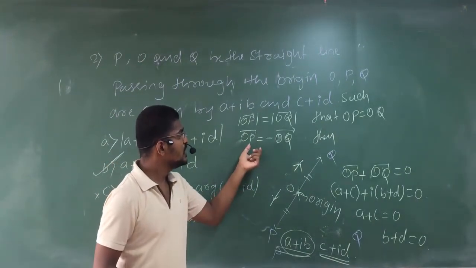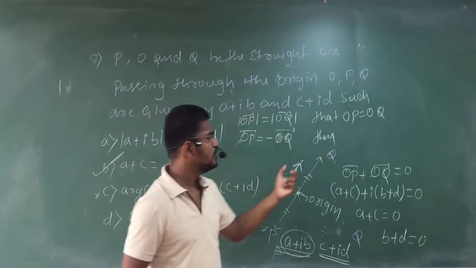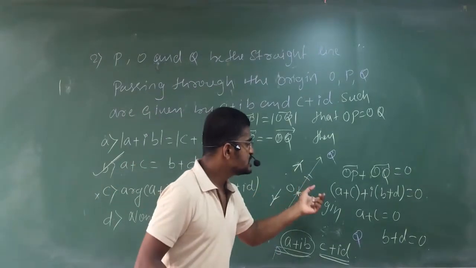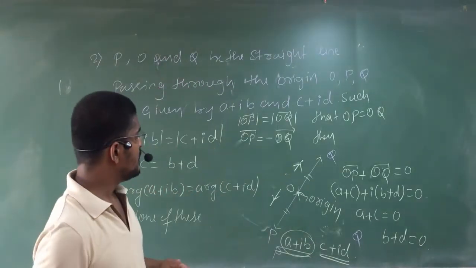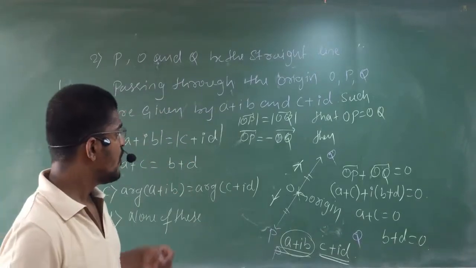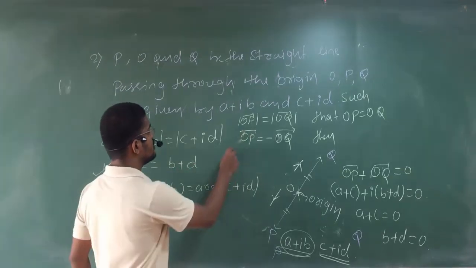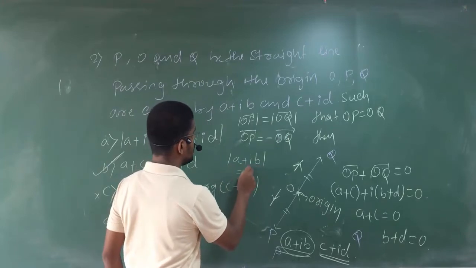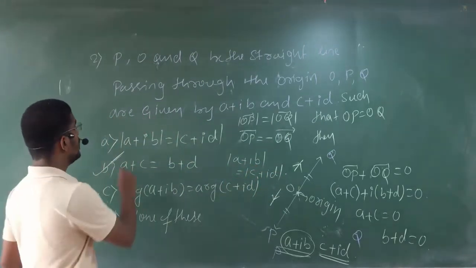That means vector OP equals minus vector OQ. If I bring minus vector OQ to this side, it will be OP plus OQ. If I add those two, you will get A plus C plus I times B plus D equal to 0. That means A plus C is equal to 0, B plus D is also equal to 0. In the same way, the magnitude of OP means mod of A plus IB, and the magnitude of OQ means mod of C plus ID. These terms are also going to be the same.